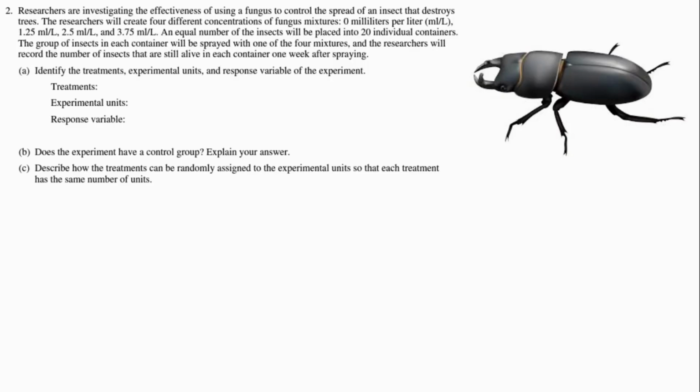Here comes problem number 2. Researchers are investigating the effectiveness of using a fungus to control the spread of an insect that destroys trees. The researcher will create 4 different concentrations of fungus mixtures. We have 0 milliliters per liter, 1.25, 2.5, and 3.75. An equal number of the insects will be placed into 20 individual containers. The group of insects in each container will be sprayed with one of the 4 mixtures, and the researchers will record the number of insects that are still alive in each container 1 week after spraying.